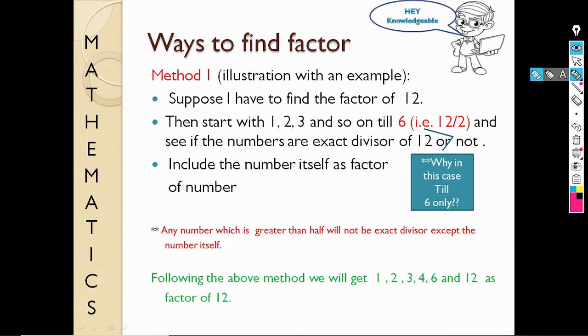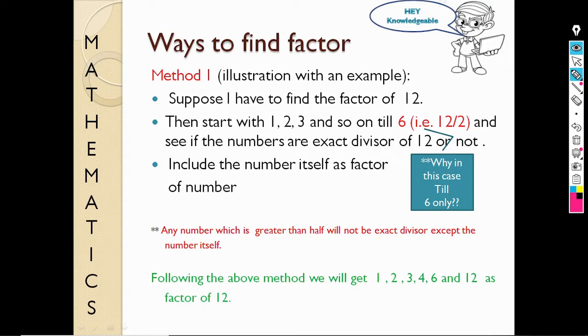Let's try to see different ways to find factors. We'll see method 1 with an example. Suppose I have to find the factors of 12. Then start with 1, 2, 3 and so on till 6, that is half of that number, and see if the numbers are exact divisors of 12 or not. If they are, include them in the collection of factors, and include the number itself as a factor of 12. If we follow this step, then 1, 2, 3, 4, 6 and 12 will come as the factors of 12.